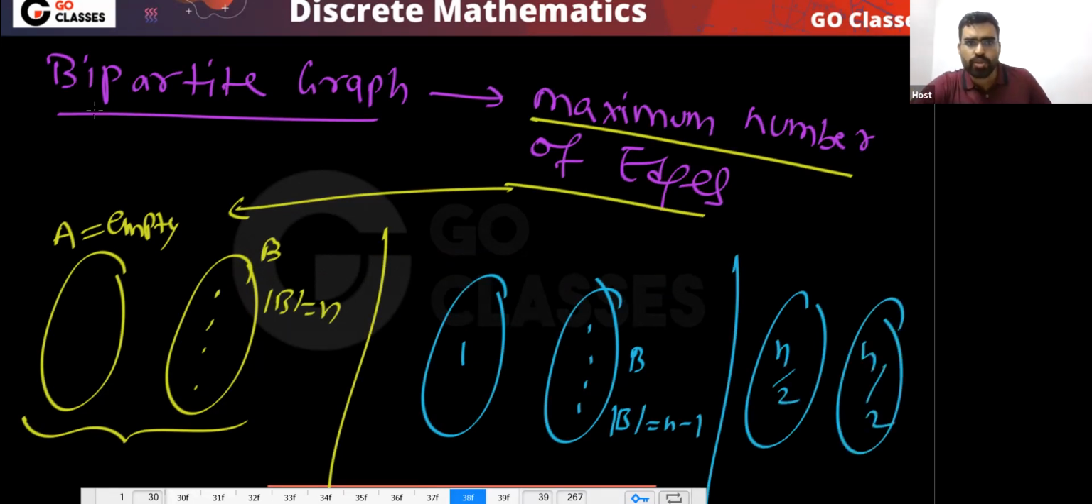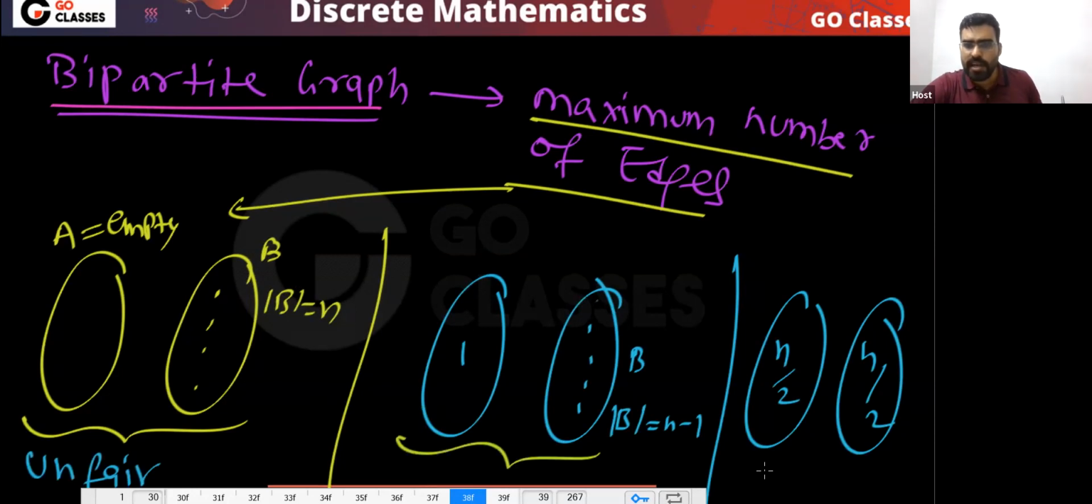Are you getting my point? Whatever question they give you, these cases you need to check. This is extreme unfair. This also you can check, where one vertex is on one side and the remaining vertices on the other. And this is fair, very fair. Okay, so this is the idea.